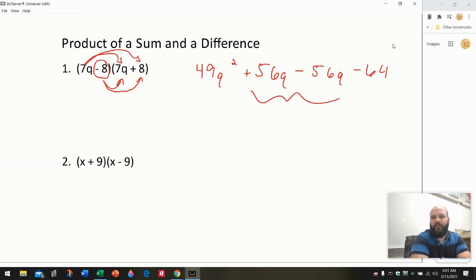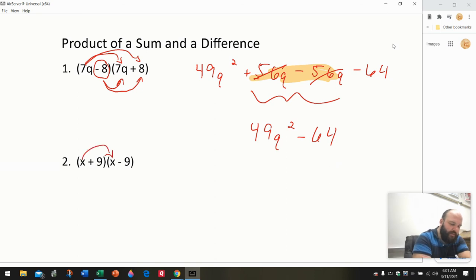56q minus 56q is 0. These go away, and you're just left with 49q squared minus 64. So you see this expression actually condenses down a little bit. The whole reason why these center terms cancel is because of the opposite signs in what we are FOILing together. So let's try another one. I'll show you how that one works. Same as the last one.